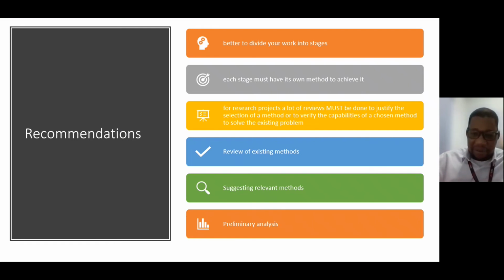So you can suggest relevant methods, and you can do a little bit of preliminary analysis. Like when you want to do questionnaires, you can design the questionnaire. You want to send it to 500 people. Don't send to 500 people at once. Send to 10 people first, get their responses, analyze their responses, and see whether they are giving you the information which you want. Can it be processed the way you want to process it or not? Then only you can give it to the rest of the 450 respondents. So those are the recommendations.